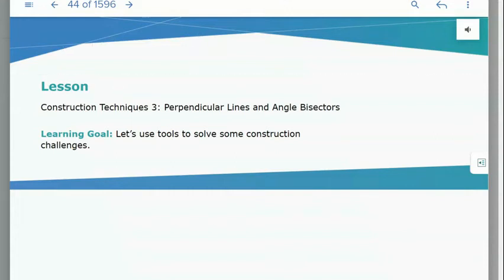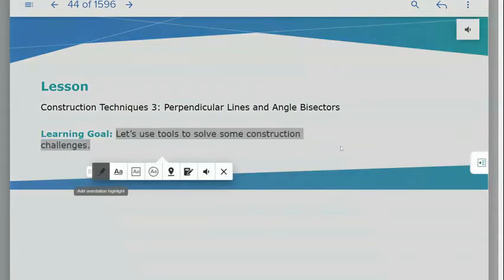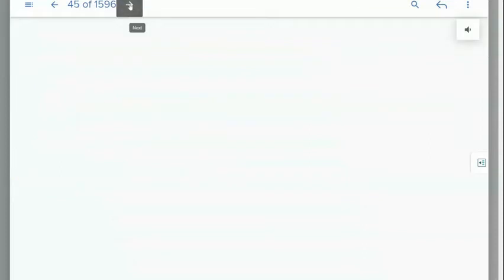Hey kiddos, we got lesson 5, construction techniques 3, perpendicular lines and angle bisectors. So our learning goal is let's use tools to solve some construction challenges. All right, wonder what tools we're going to use.